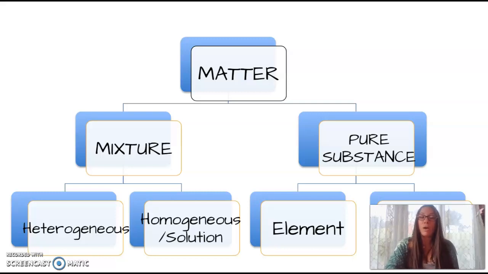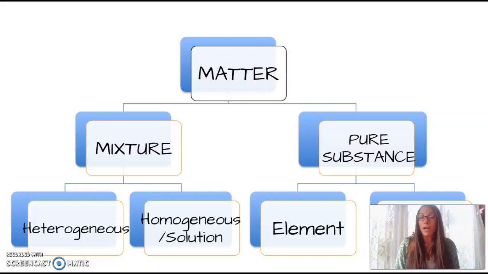I'm going to give you a minute to think of some examples of each of those four subgroups at the bottom of this chart: heterogeneous mixtures, homogeneous mixtures, elements, and compounds. Now I'm going to give you my examples of each of these, and you can see how they compare with what you came up with.